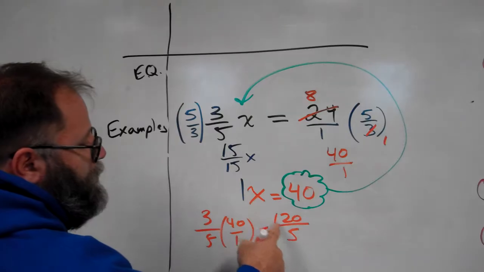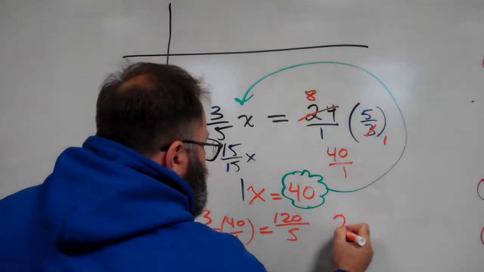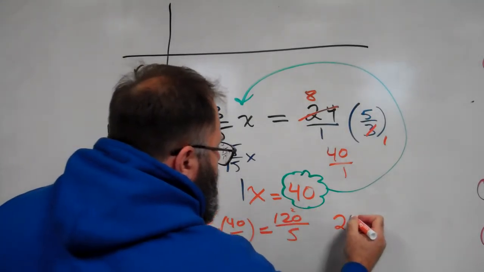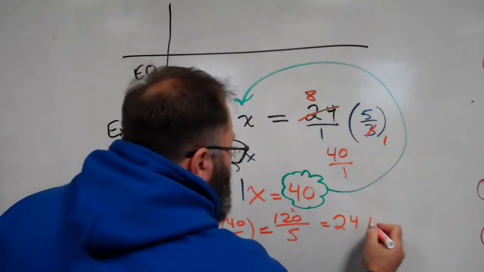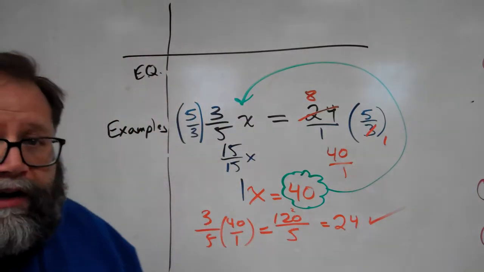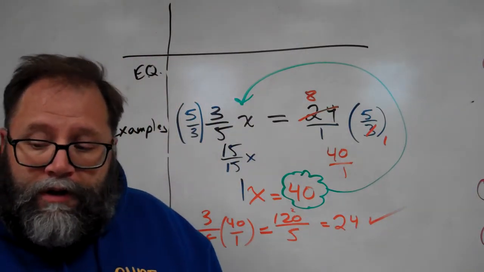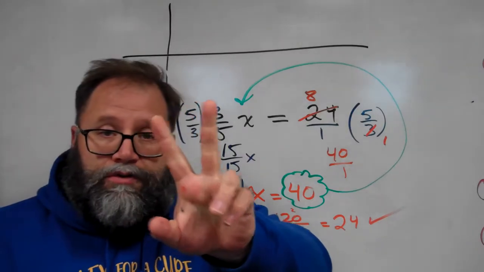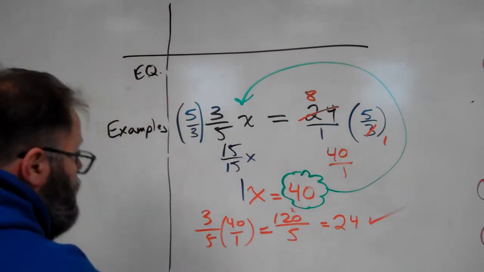How many 5s in 120? There are 2, with 2 left over, and 4. And that's exactly what we wanted. Perfect. Let's do 2 more, but we'll do them a little quicker.